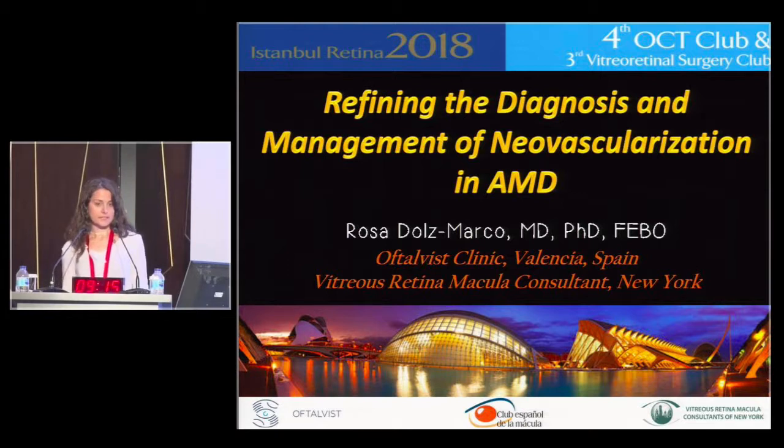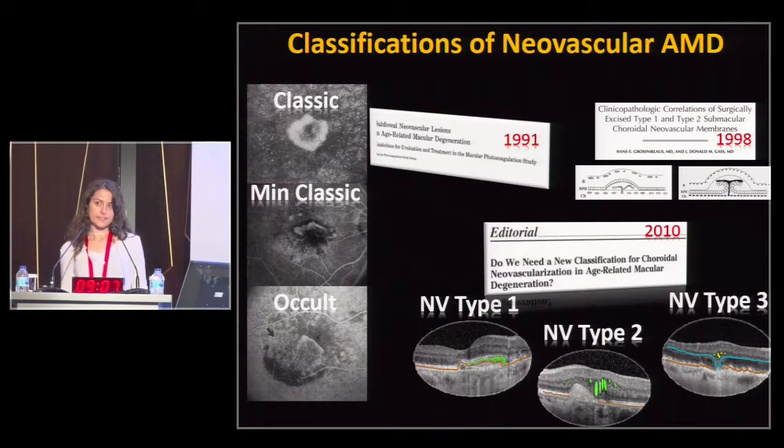We all know the classification of AMD based on fluorescein angiography. This was based on 1991, and there are other classifications, more anatomical, based on clinical-pathological correlations set by Dr. Gass in 1998. This was the base for this new classification proposed by Dr. Freund in 2010, classifying lesions in type 1, type 2, and type 3.